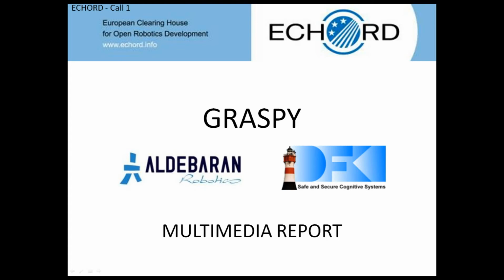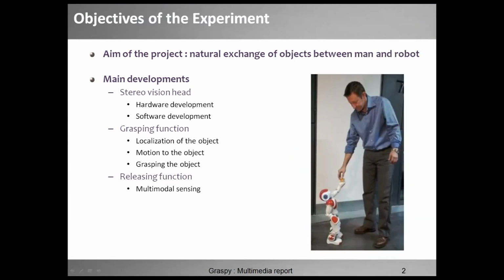Let me introduce you the Graspy project. Graspy is an experiment of Accord, gathering Aldebaran Robotics and DFKI. The aim of the project was to give me the ability to exchange objects with my human friends. This will be very convenient for domestic, but also professional applications of service robots.